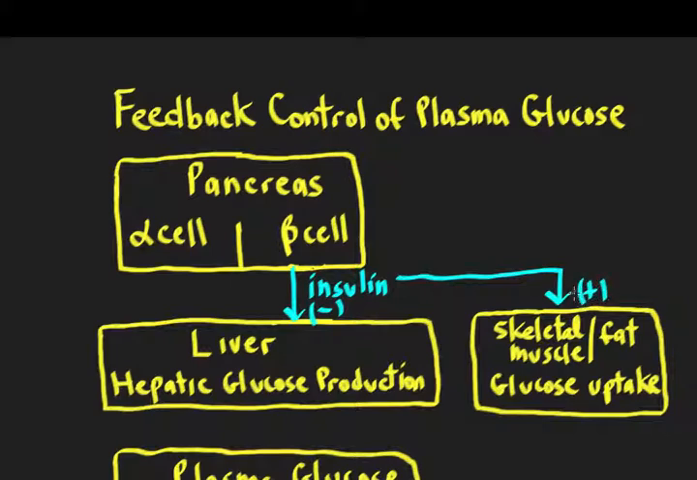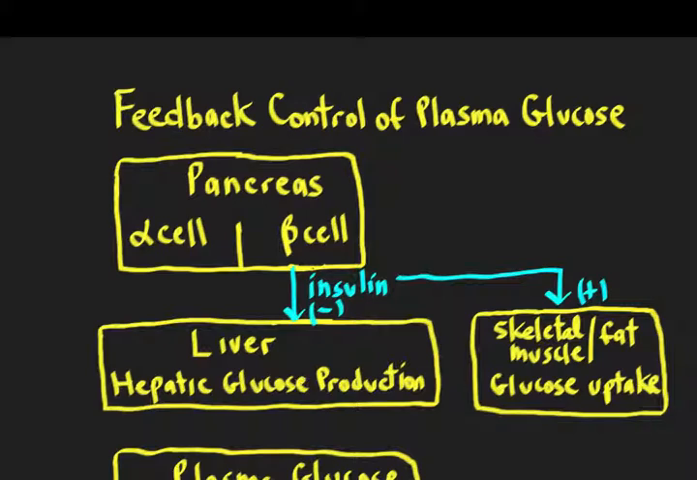So you can see that insulin's job really is to lower the plasma glucose by suppressing hepatic glucose production and promoting glucose uptake from skeletal muscle and fat. Let me just say that even though we have here for the liver hepatic glucose production, the liver also takes up glucose. So when insulin suppresses hepatic glucose production, it also at the same time is promoting liver uptake of glucose. Well, we don't have that shown in this diagram.